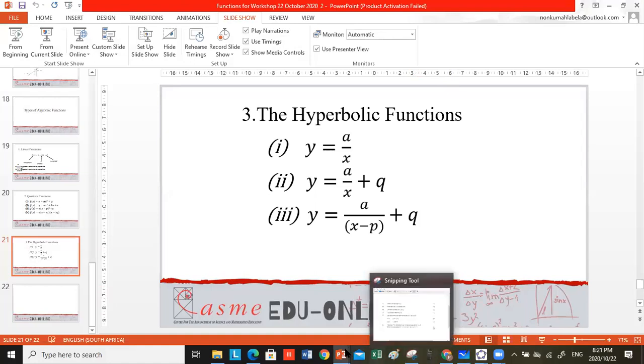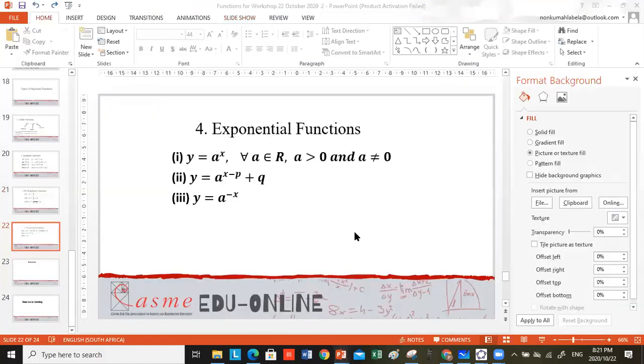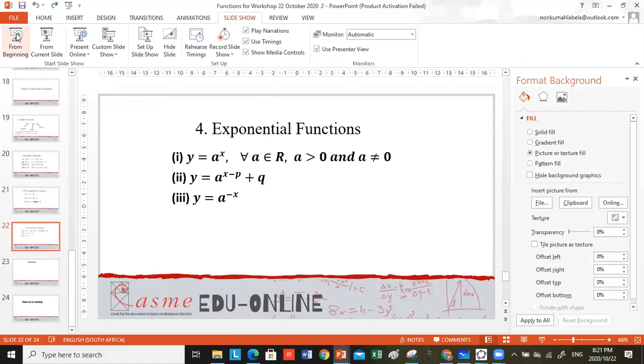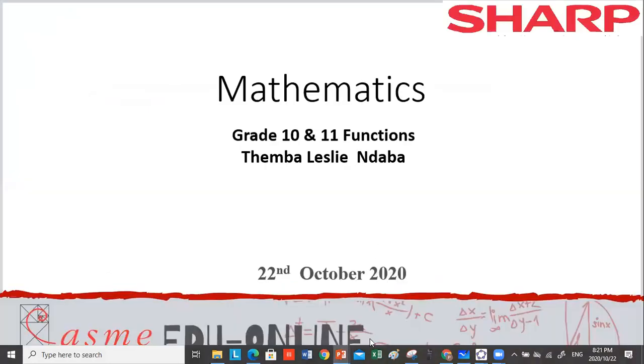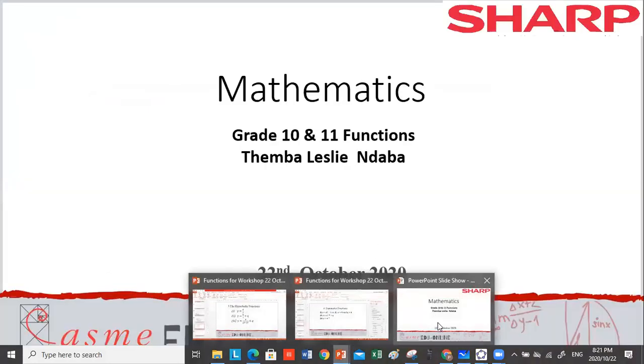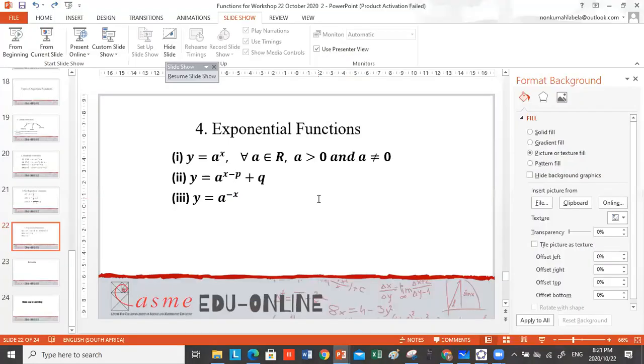The exponential function, I know that one is on another screen. Okay, let me just remove this. Okay, yeah, this is what I'm looking for. It doesn't allow me to do that. Okay, let's just look at the exponential function.